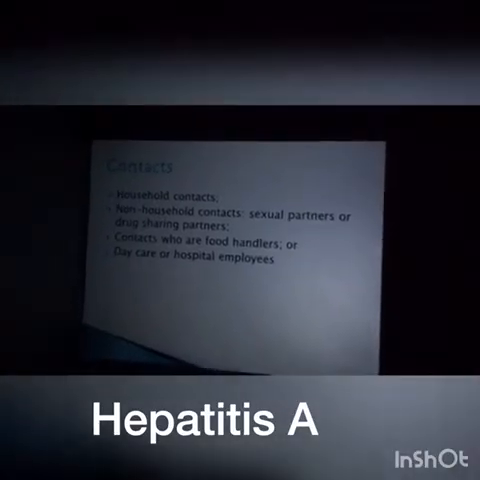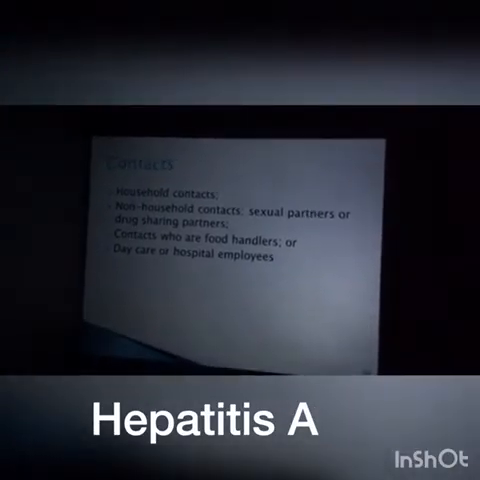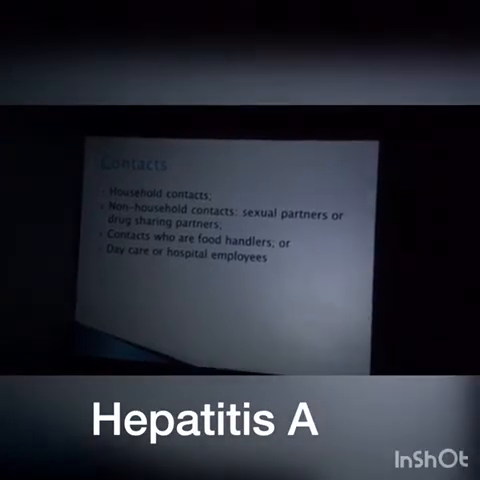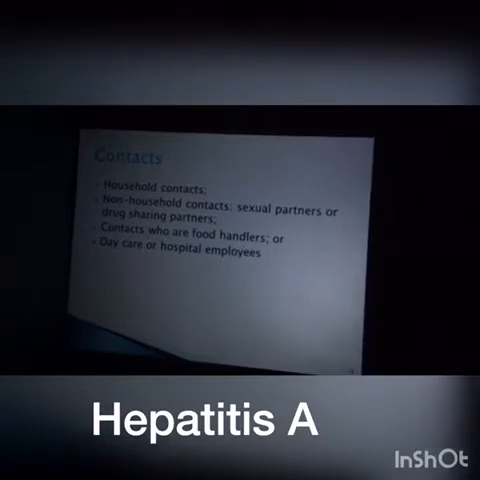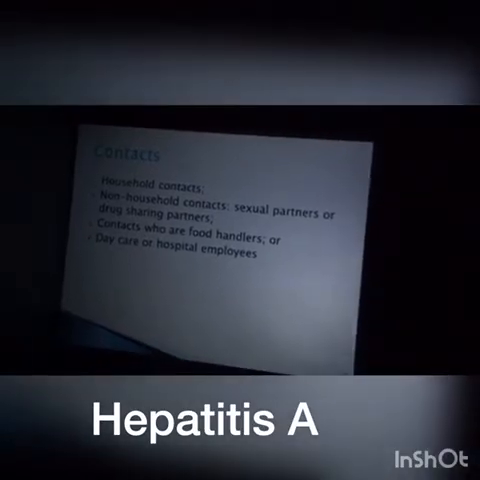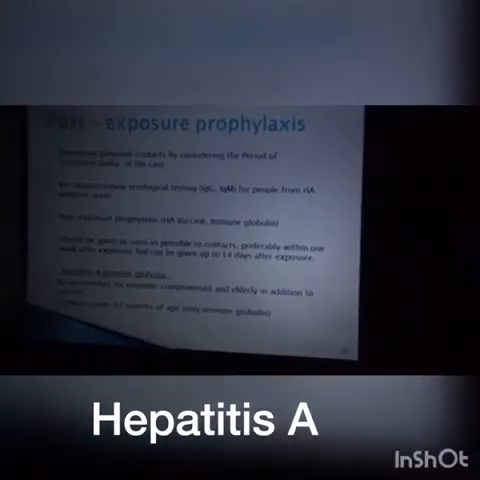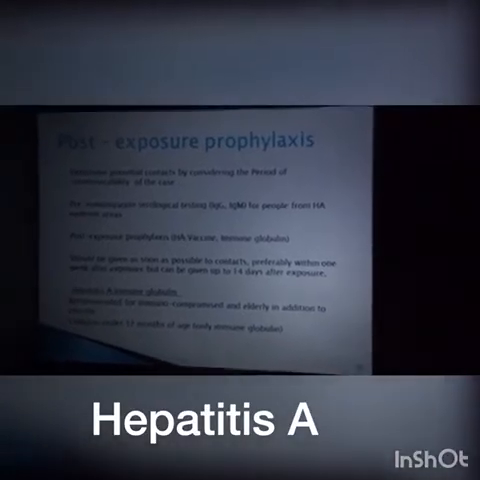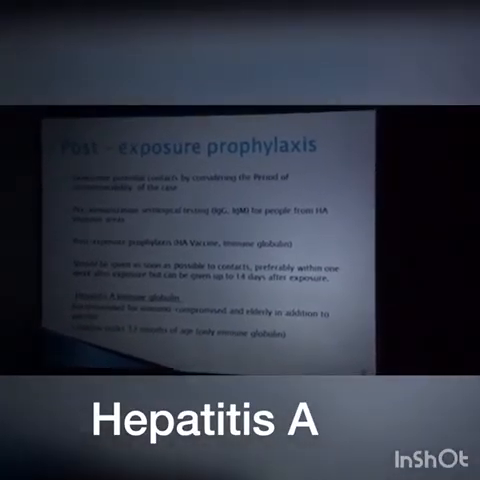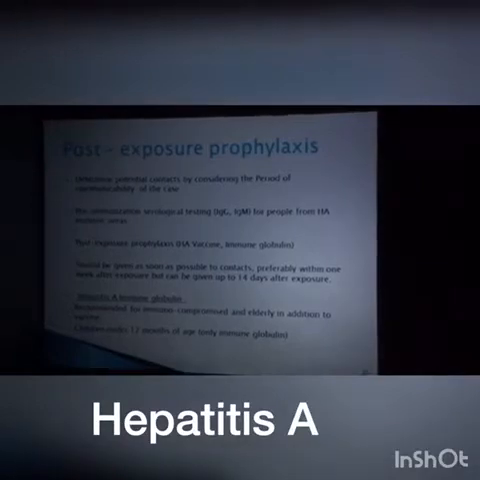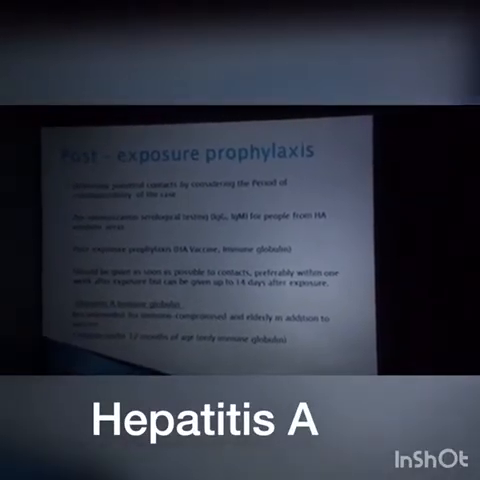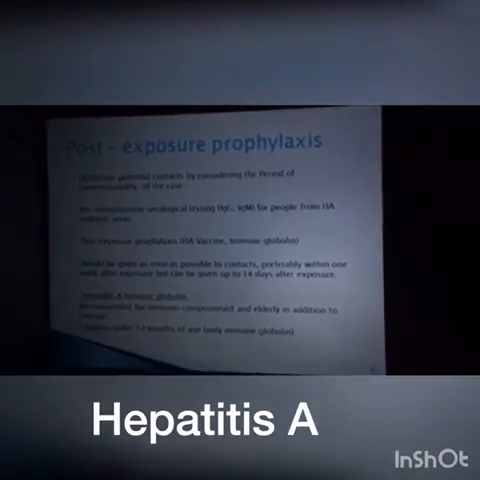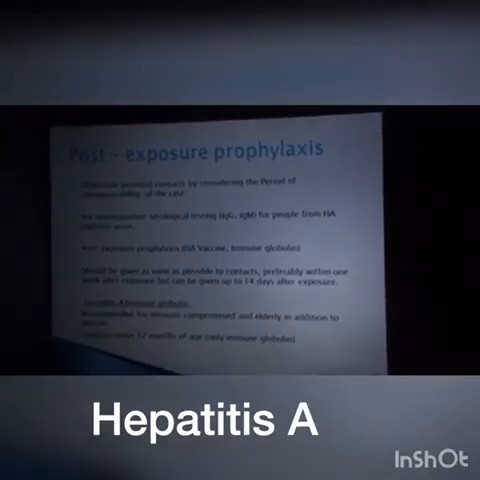So contacts of cases include household contacts, non-household contacts, sexual partners or drug sharing partners, and contacts who are food handlers or daycare or hospital employees. Once contacts are identified and considered at risk of developing the disease, they are entitled to receive one dose of hepatitis A vaccine from the health unit for free. This is called post-exposure prophylaxis, and it can be hepatitis A vaccine and/or immune globulin.